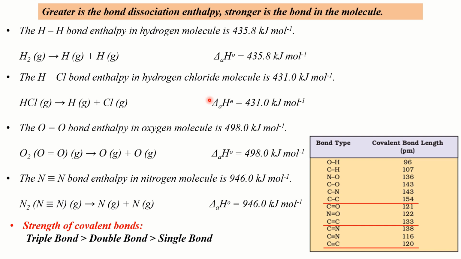Now, for example, 435.8 kilojoules of energy is required to break the single bond between the two hydrogen atoms in 1 mole of hydrogen molecules in order to separate them into isolated gaseous hydrogen atoms. Now look at this term. This term corresponds to the bond dissociation enthalpy of the hydrogen molecule.